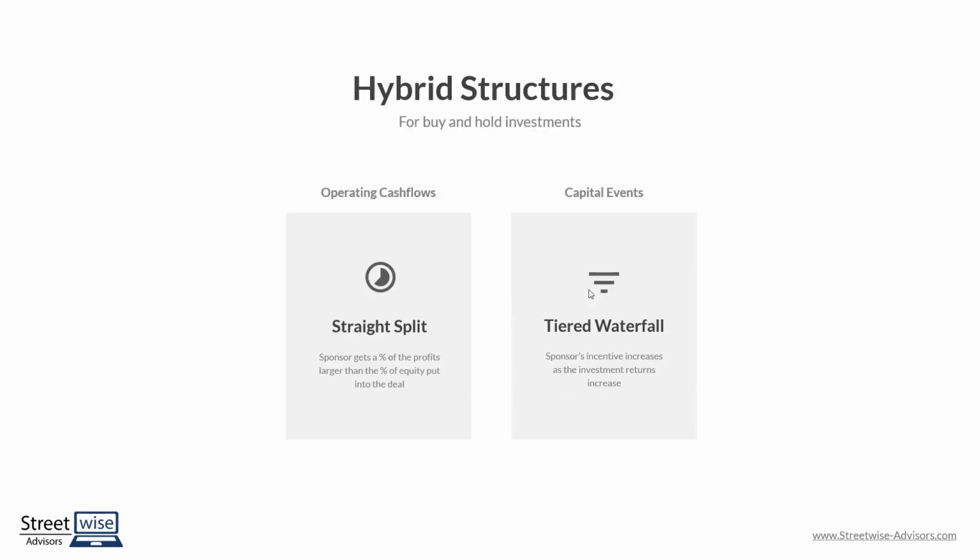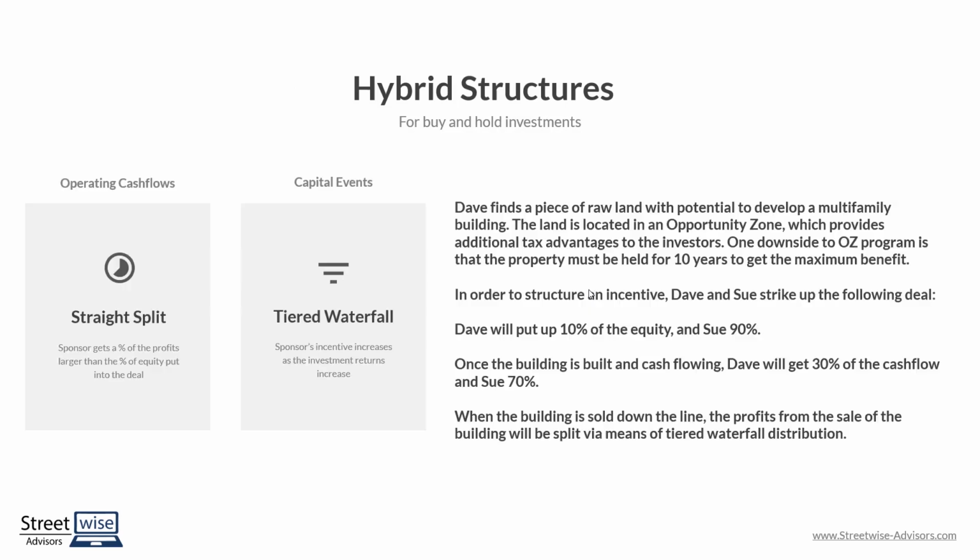Now, there's also such a thing as a hybrid structure where you can combine multiple of these structures to really benefit you. In this example, Dave finds a piece of raw land with potential to be developed into a multifamily building. The land is located in an opportunity zone, which provides additional tax benefits to the investors.